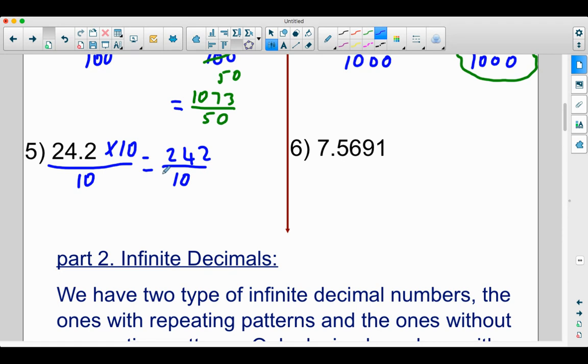An obvious number we can simplify by is 2. So 2 divided by 2 is 1. 4 divided by 2 is 2. 2 divided by 2 is 1. 10 divided by 2 is 5. So we get 121 over 5.